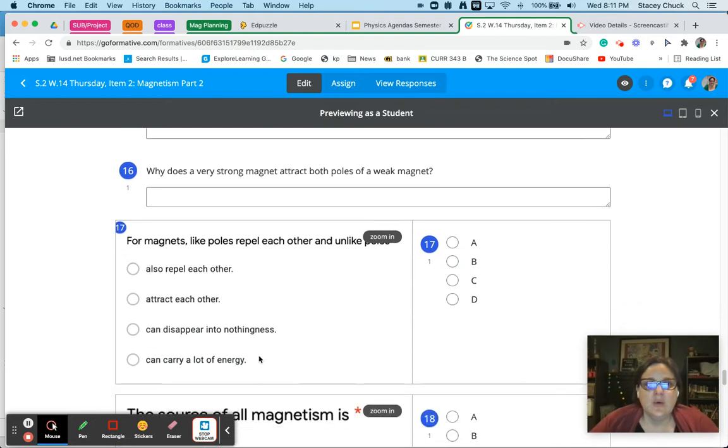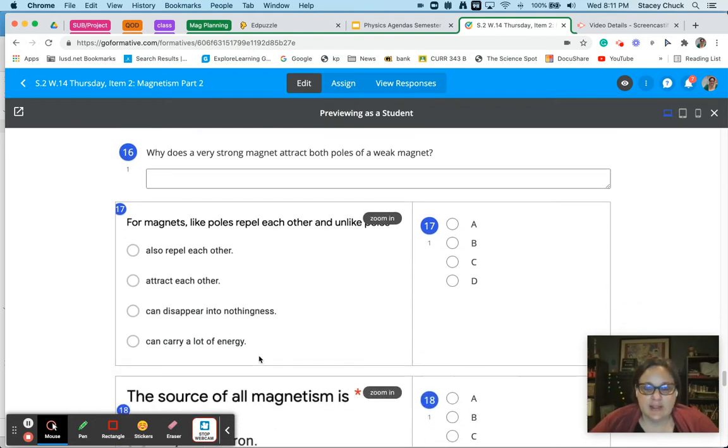Okay. Why does a very strong magnet attract both poles of a weak magnet? The answer to this is kind of strange. So a strong magnet can magnetize something that's not even a magnet. So it can take something that has the magnetic domains all wonky and it can force it into all being aligned to create a temporary magnet.